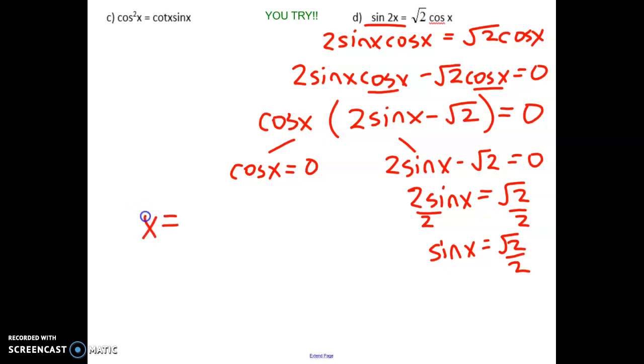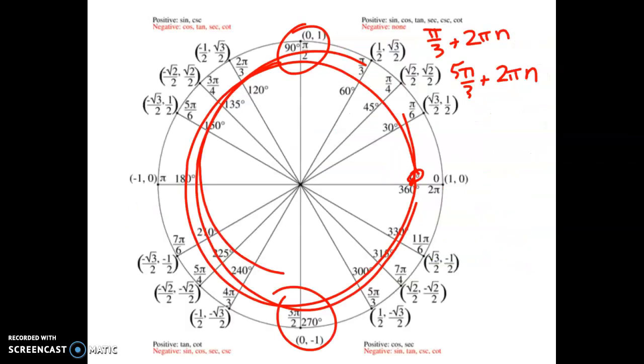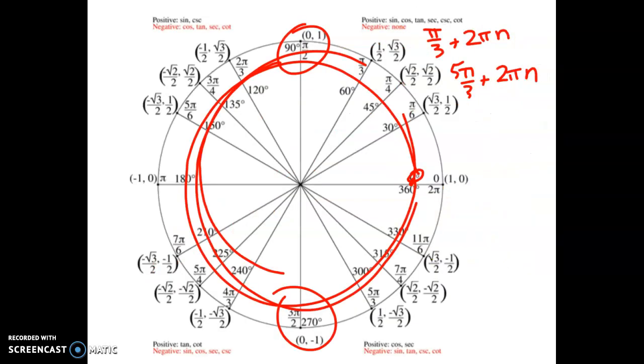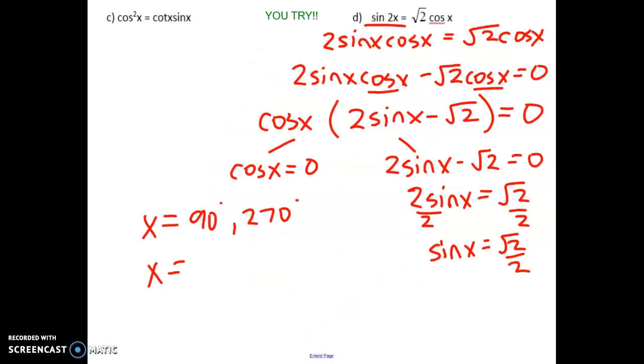Now, if we look on our circle, cos x equals 0 at 90 degrees and at 270 degrees. And sine equals root 2 over 2 over here at 45 degrees and over here at 135 degrees. So 45 degrees and 135 degrees. Now, again, we can make the general solutions of those.